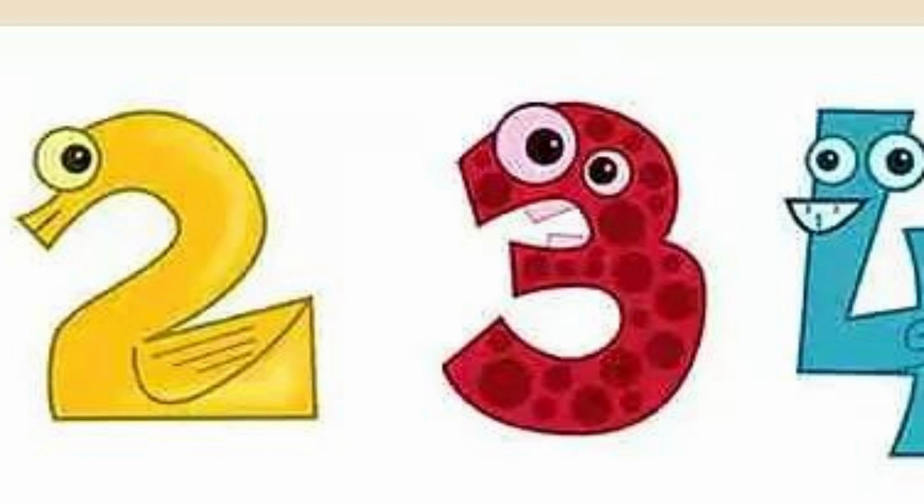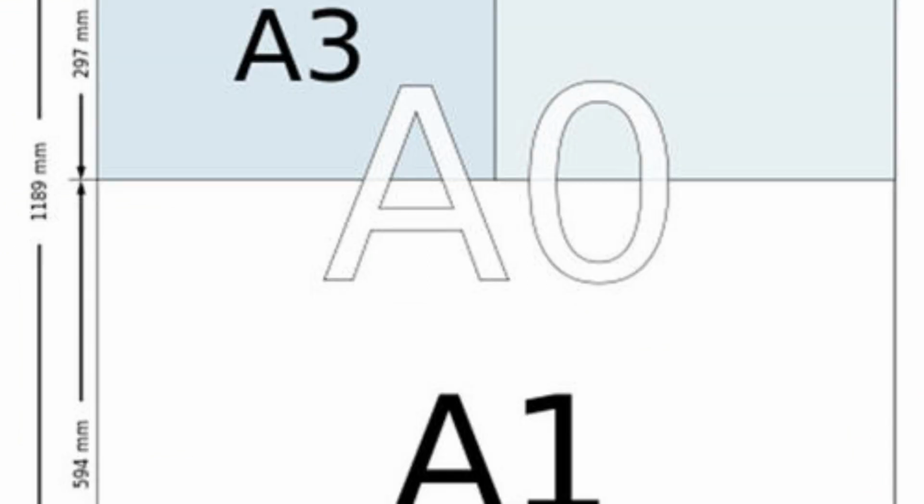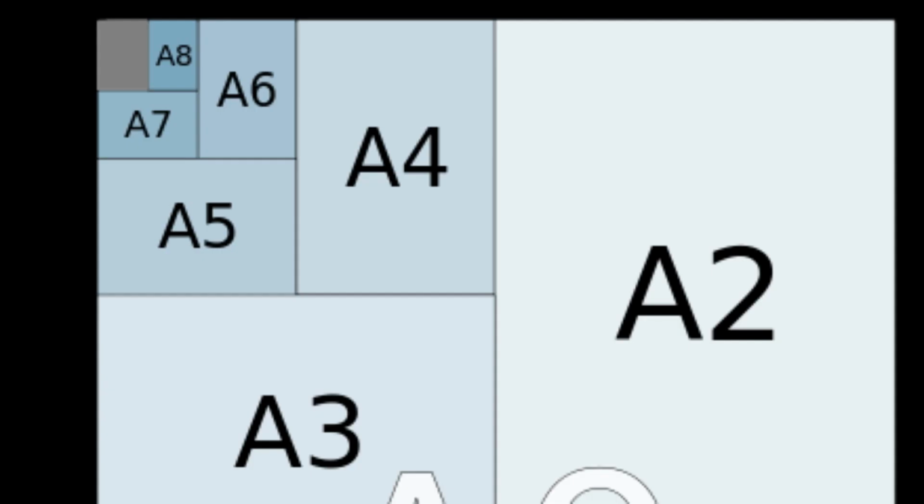Today, let's talk about a peculiar number. So, without further ado, let's begin our story with the A4 paper that we all know and use. If you look up the dimensions of A4 paper, you'll find that it measures 210 by 297 millimeters.